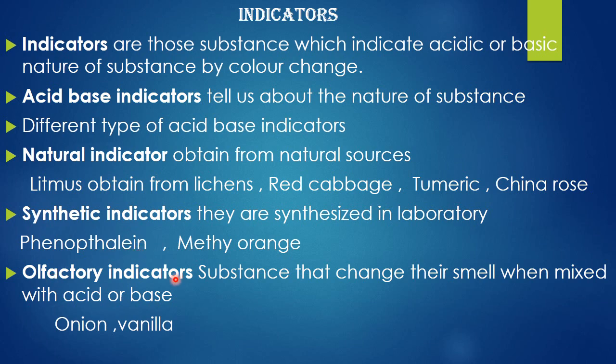Now olfactory indicators. Olfactory is the sense of smell. These are substances that change their smell when mixed with acid or base. There are certain substances like onion, vanilla, and clove oil whose smell varies depending on whether they are added to an acidic or basic substance.